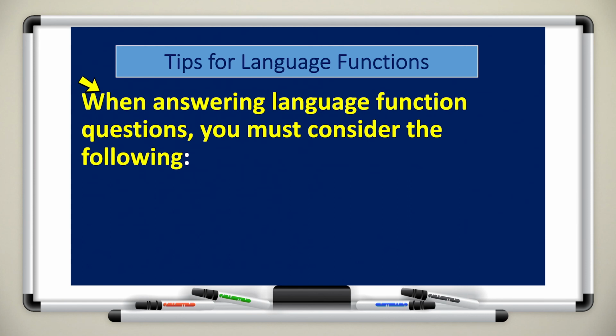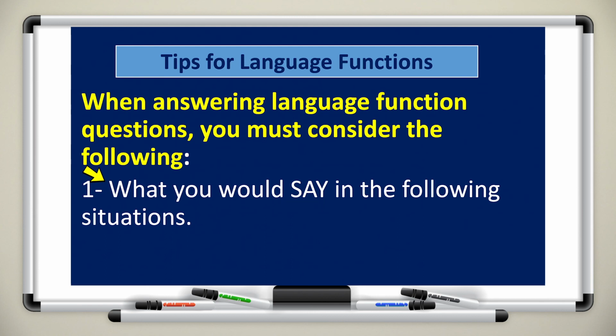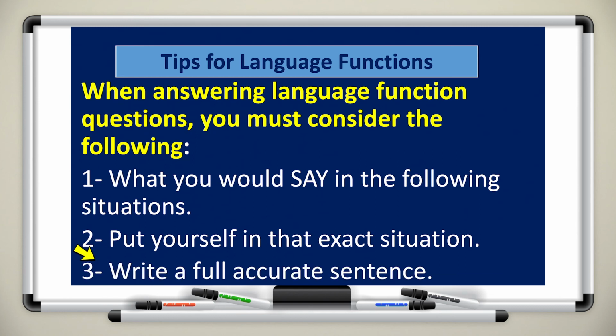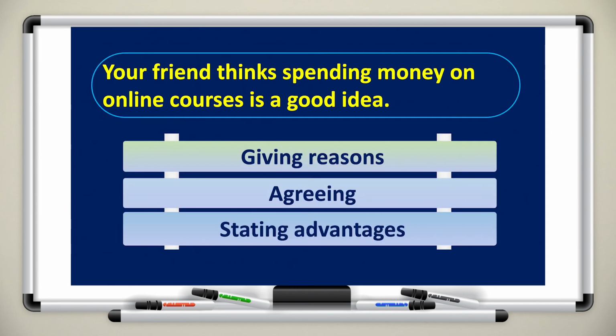Let's look at what you need to do when it comes to functions. When it comes to functions, read the situation. After you read the situation, look at what you would say. Look at yourself and how you would respond to that situation. Put yourself in that exact situation and then respond. A natural response. However, make sure you write a full, accurate sentence that starts with a capital letter and ends with a full stop. Let's look at our first example.